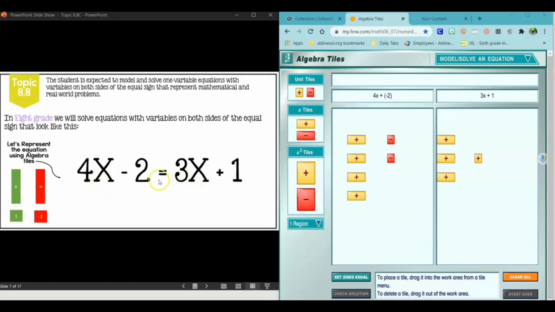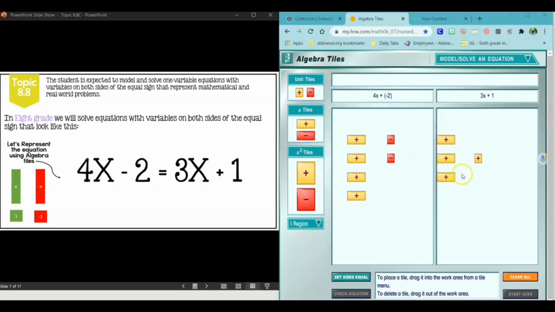So it's important to understand which x you want to move in order to keep your x positive. So here I'm going to take the 3x and subtract it from the left side first, so that way I can keep my x positive. And how we're going to do that is using our algebra tiles.